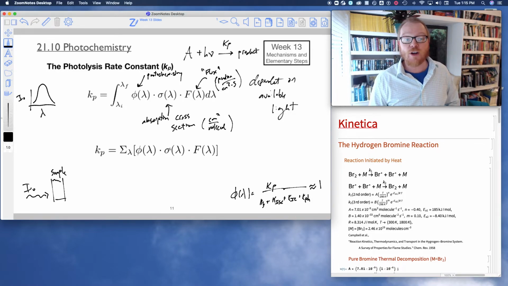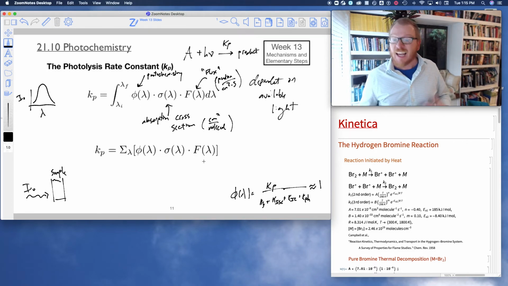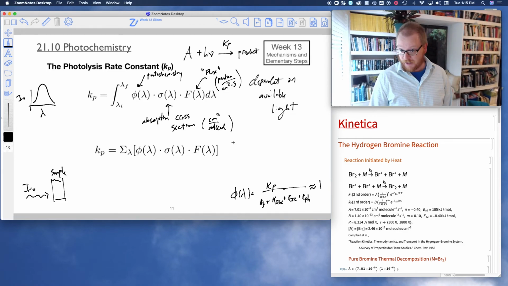So you can also use this version of the equation. Instead of integrating, you can just do a sum of the products of all three of those things. If you know the quantum yield at a given wavelength, the cross-section at a given wavelength, and the flux at a given wavelength, then you just multiply all three of those together. And if you have a monochromatic source of light, so suppose you only have one single wavelength coming through, then you don't have to carry out that sum. You just multiply them all together and you go for it.